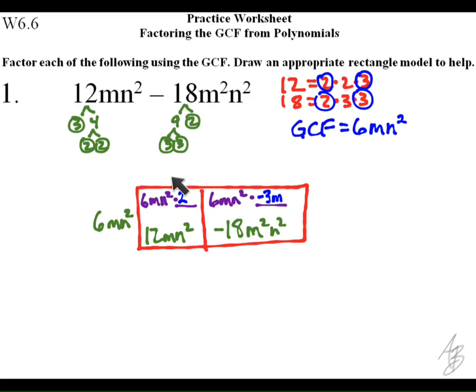What's the length of this rectangle going to be? 2. What's the length of this one going to be? Negative 3m. And so then when I write my answer, what goes out front? 6mn squared. And then in parentheses, what are we going to have? 2 minus 3m.